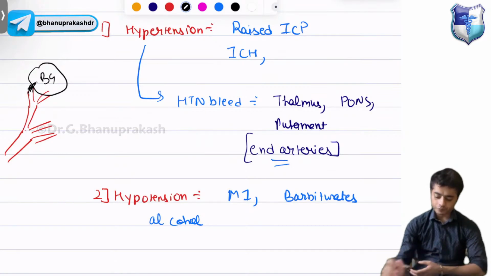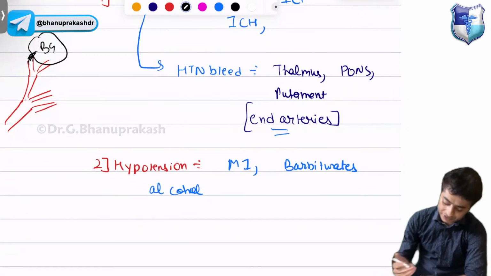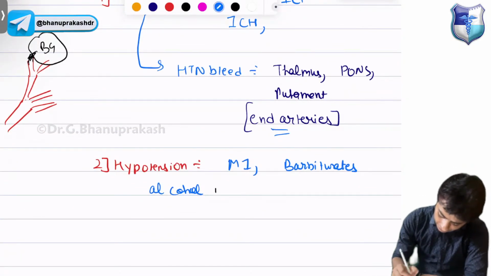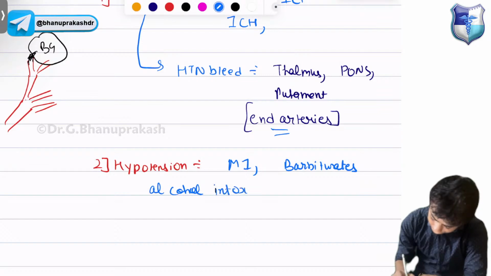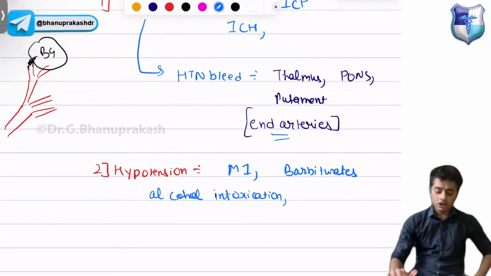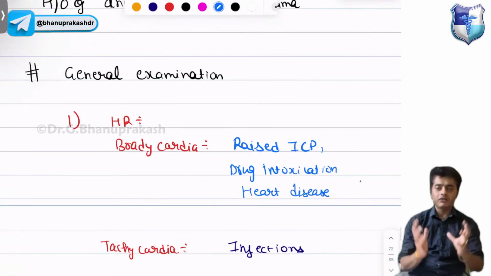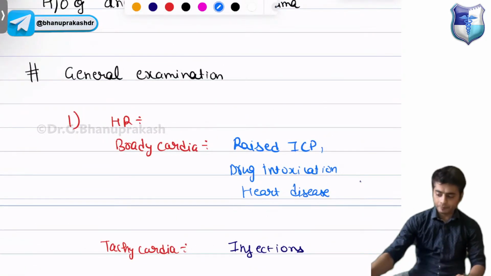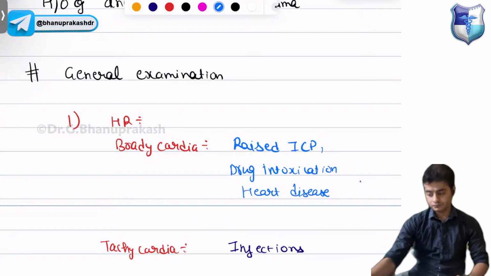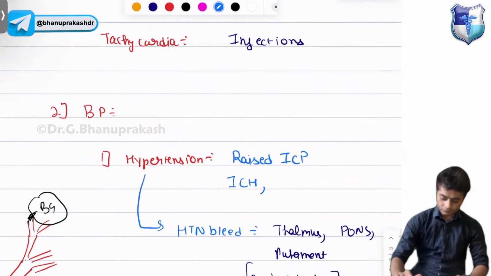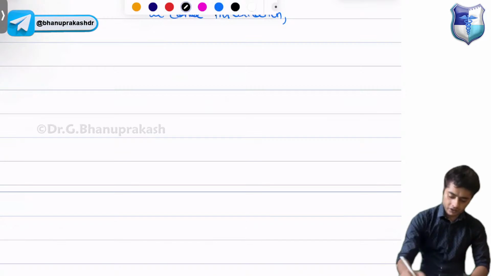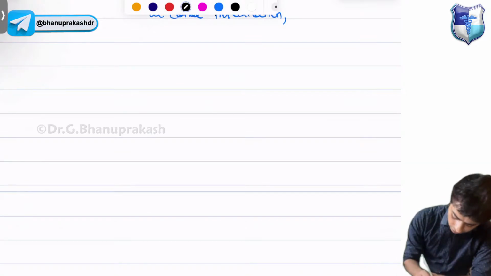Okay, Rishali, beta. So MI, barbiturates, alcohol intoxication. So these all are findings when you do a general physical examination. Okay, beta. Now we will come to the third, which is your respiration.